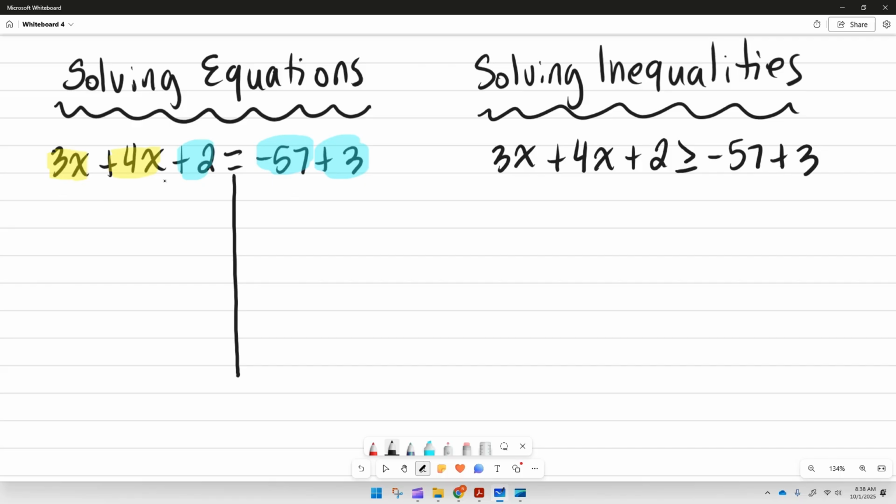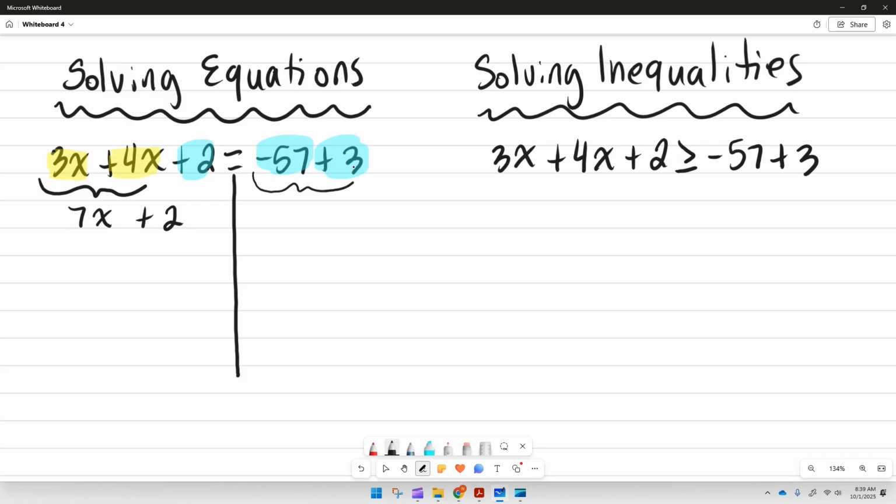So, for example, these two yellows, they're both positive, so I can just go ahead and add 3 and 4. 3 plus 4 is going to give me 7, so this is going to become 7x. I have done nothing with the 2 yet, so I'm going to go ahead and bring that down.